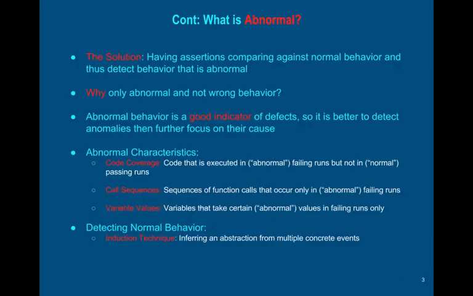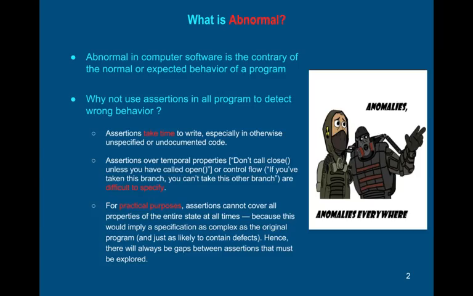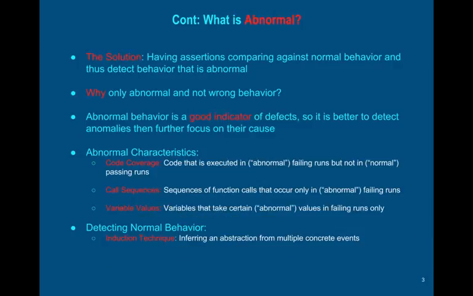So the solution to this is having assertions comparing against normal behavior, and so detect behavior that is abnormal. So we're not detecting only the anomalies. Why only abnormal and not wrong behavior? Abnormal behavior is a good indicator of defects, so it is better to detect anomalies than further focus on their cause. And for the abnormal characteristics, there is code coverage, call sequences, and variable values.